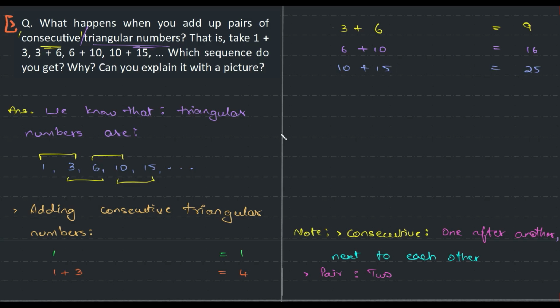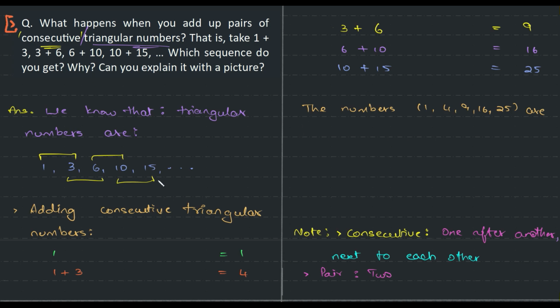So what numbers are we getting? Which sequence do you get? The numbers 1, 4, 9, 16, 25 are what? Let me draw the picture. Can you explain this in picture form?